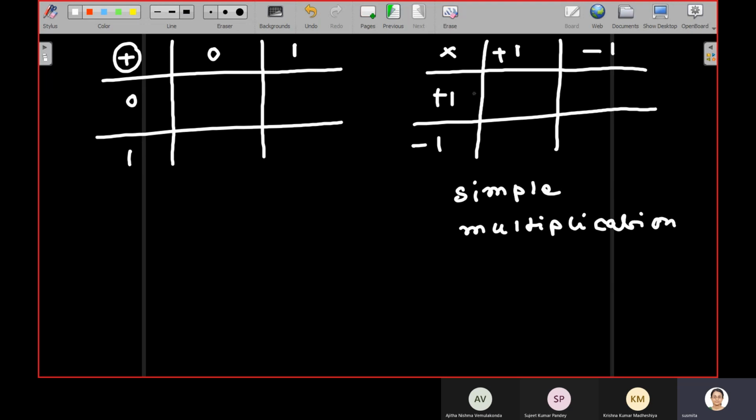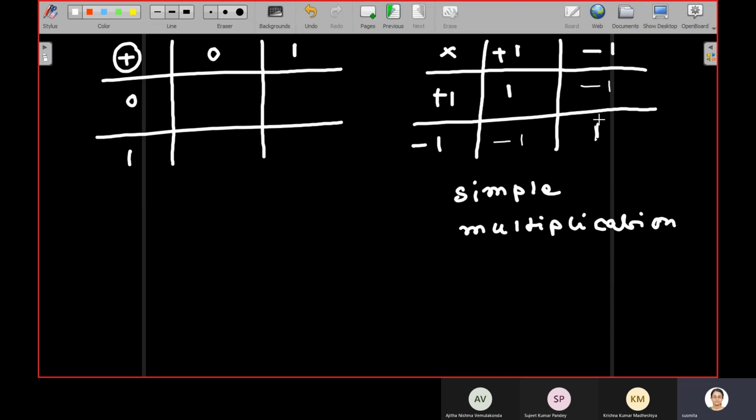Simple multiplication, +1 times +1, we get 1. So we are multiplying, we get 1. -1 times +1, we get -1. +1 times -1, we get -1. -1 times -1, when we are multiplying we are getting +1, right?